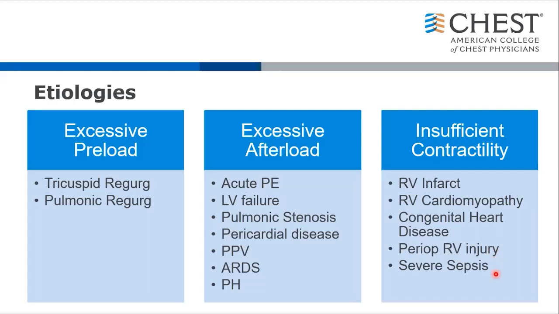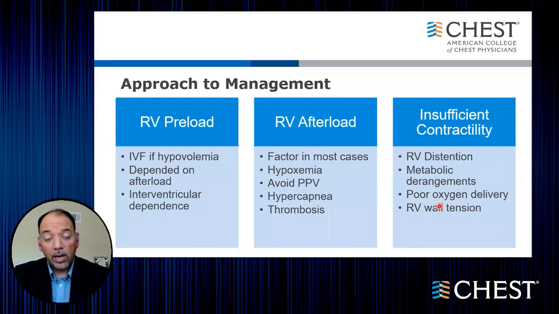And then finally, severe sepsis. We know that there is cardiomyopathy of sepsis that can occur here. Sepsis can also be put into the excessive afterload category, depending on the infectious etiology for the sepsis. But just keep that in mind. This is a constructive way to think about how you would deal with decompensated right heart failure acutely in the ICU. How do we approach the management?